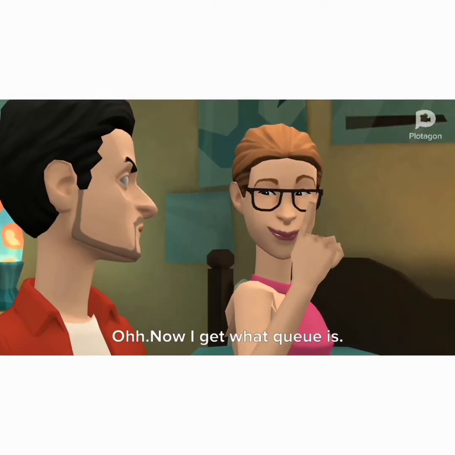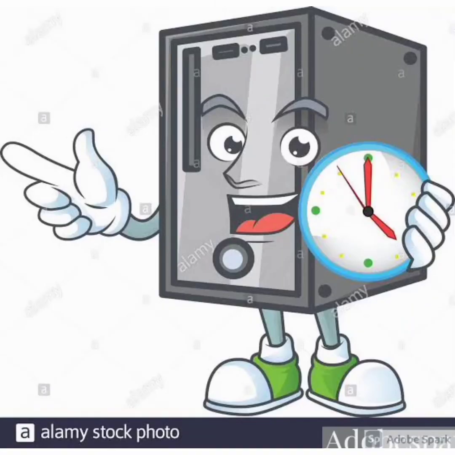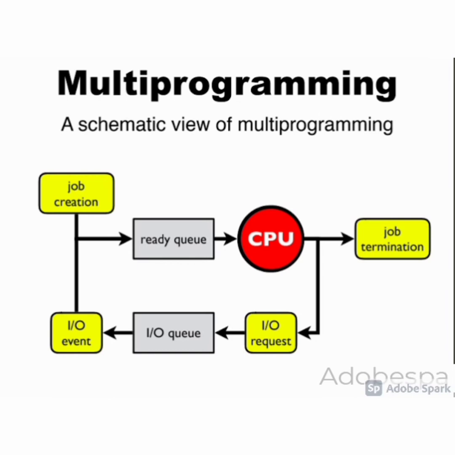Oh, now I get what queue is. But what are its applications? They are used in round-robin algorithm to schedule CPU tasks. Call center's phone system works on queue too. It helps for a system to do multiprogramming. Queue concept is also used in hardware devices such as printer.